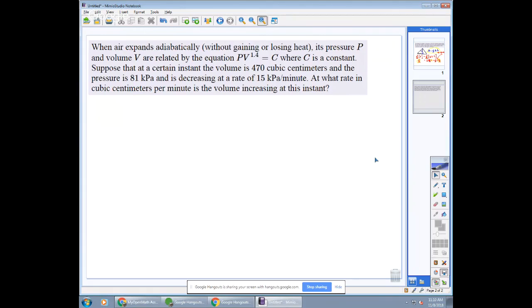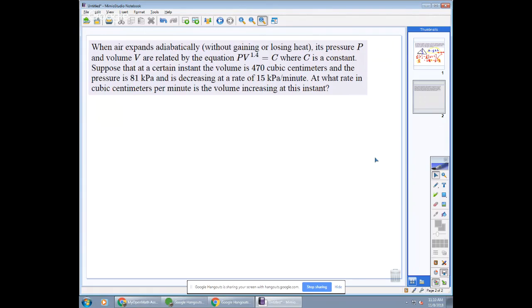Suppose at a certain volume and pressure, we have a decrease in pressure of 15 kilopascals per minute. At what rate is the volume increasing at this instant?